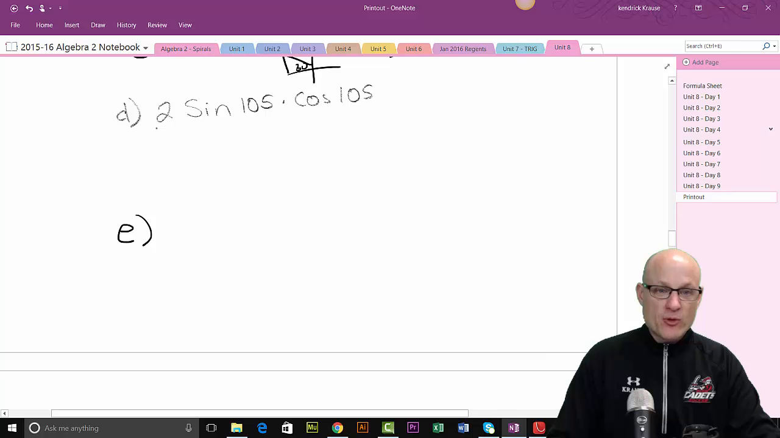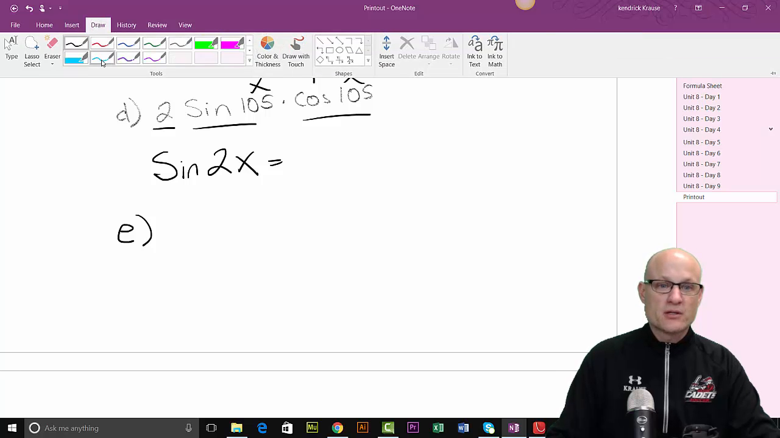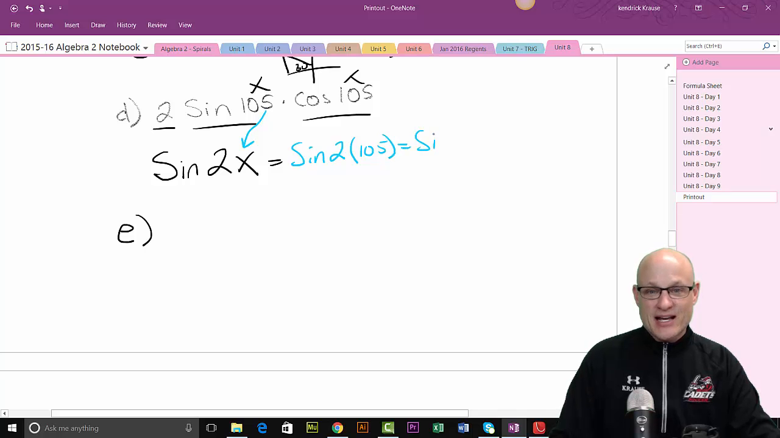This one's the same formula. 2 sine cosine, that's the sine of 2x. Well, this is my x value. I gotta get a different pen. I gotta get back to my cool blue. This is my x value right here, 105. So this is equal to the sine of 2 times 105, which is really equal to the sine of 210.